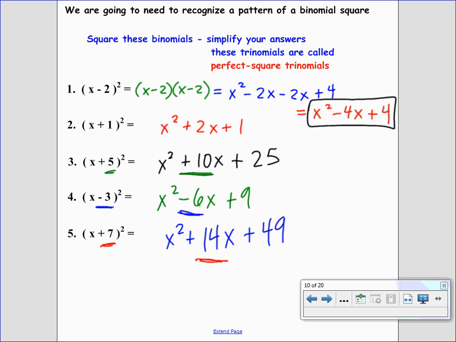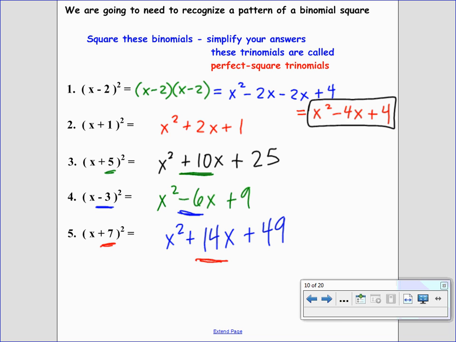The last term is multiplied by 2 to get the middle term. The last term in my original binomial entry is multiplied by 2 to get that middle term. 5 times 2 gives me the 10. If I double negative 3, I get negative 6. If I did 7x plus 7x, I'd get 14x. And so the magnitude of the middle term of my trinomial is always twice that of the last term of my binomial. Nice.